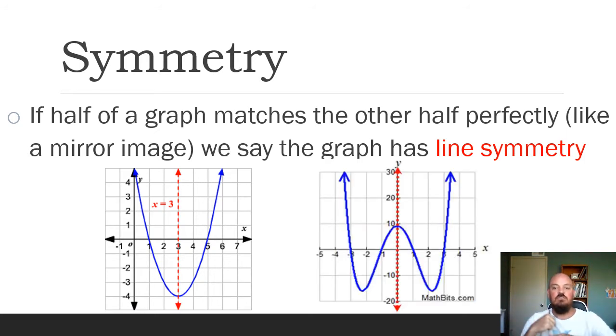Here's another example of line symmetry. This is more of a W-shaped graph, but the same thing. If I take that dotted red line, which this time is actually the y-axis, it's right down the middle, and I fold this paper over on that dotted red line, it's the same on both sides. It folds right over on top of itself, or you could think of it as one side being a mirror image of the other. That's what we call line symmetry.